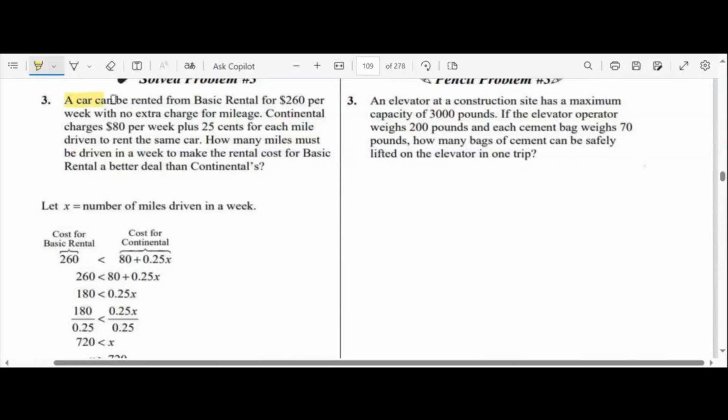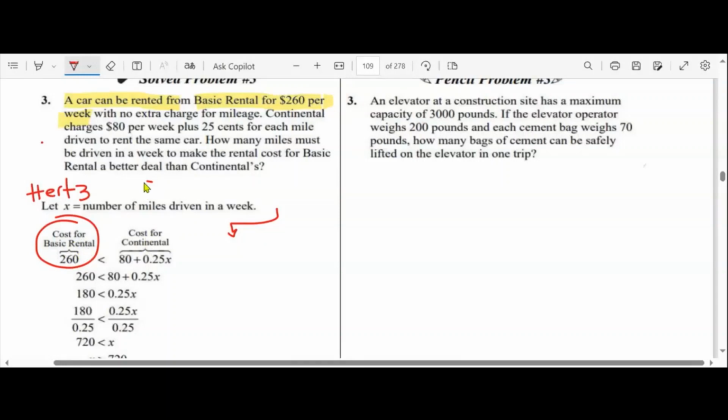Construction. Read the one on the left side first. A car can be rented from Basic Rental for 260 a week, 260 a week with no extra charge for... So if you go to this company, maybe Hertz, right? Okay, and they rent it for you at $260 per week.